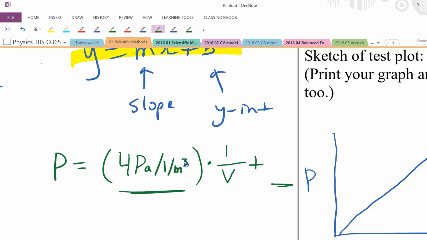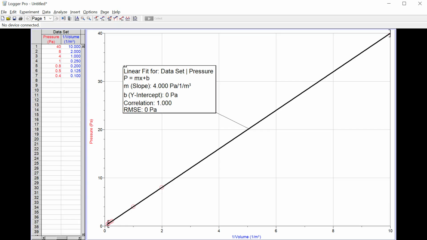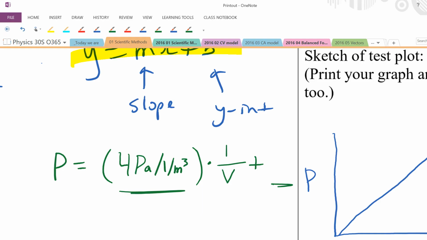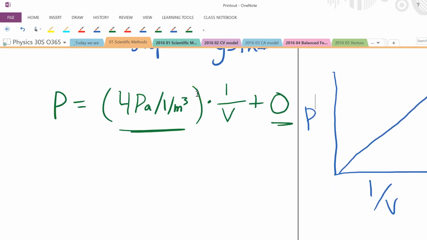PA per 1/meters cubed. We'll get back to that in a second. And then the y-intercept, here's the y-intercept, was 0, because it crosses right at that axis. So if I go over here, I'm going to put a 0. Okay, so we're kind of done in a way. We have an answer, but I'm a little uncomfortable with it. We should probably make it look a little neater here.